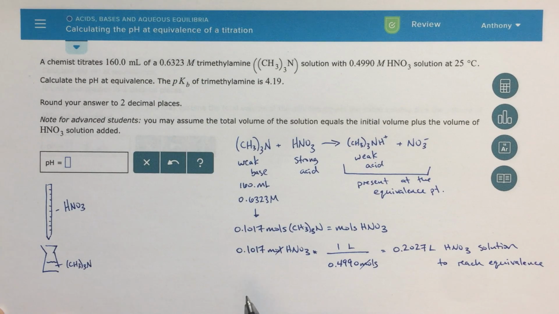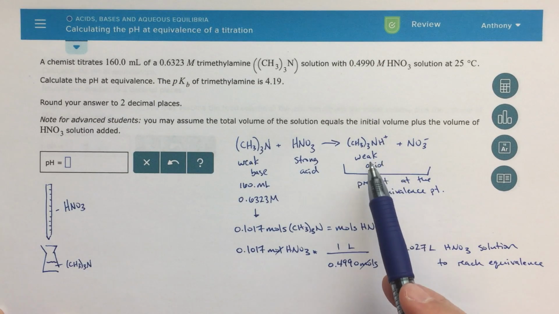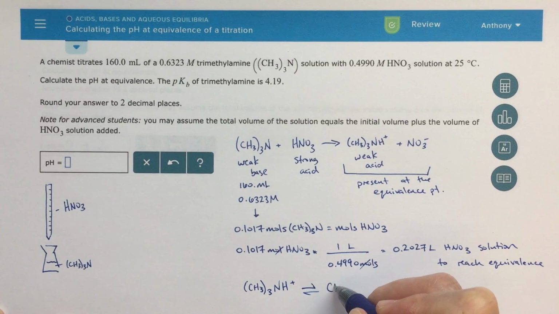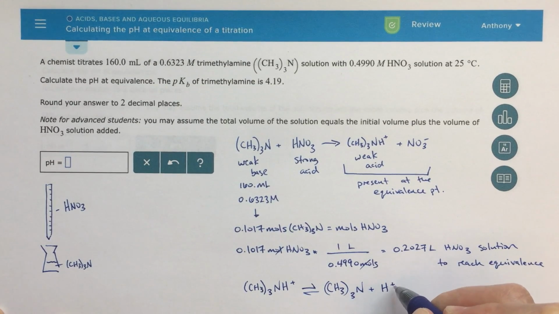Now, what we need to do is correlate all of this information to what concentration of weak acid is going to be present at that equivalence point, because once we know that, then we can do our ICE table. CH3NH3+ is going to be a weak acid, so it's going to dissociate like a weak acid does, and we're going to need that Ka for this weak acid. That's something that we can calculate using our pKb. We'll do that in just a minute.